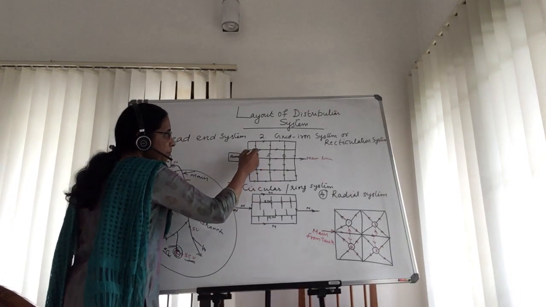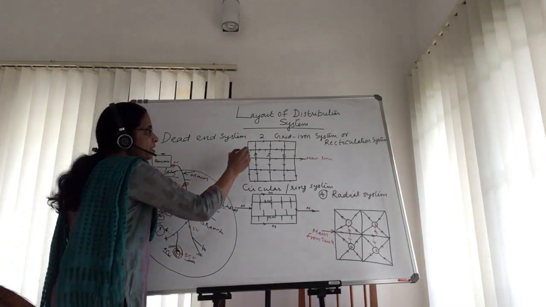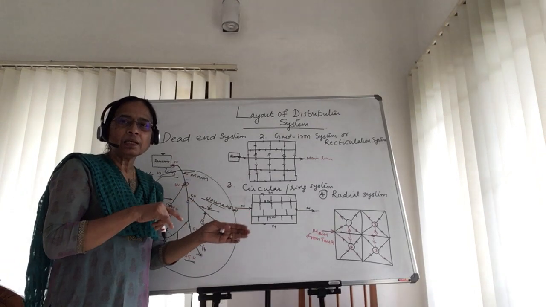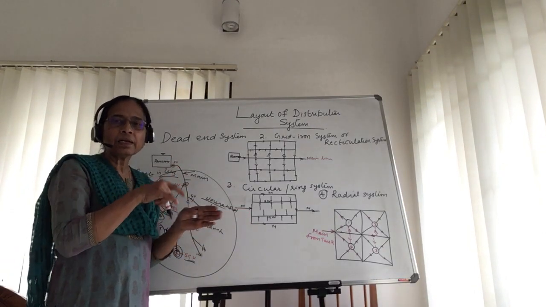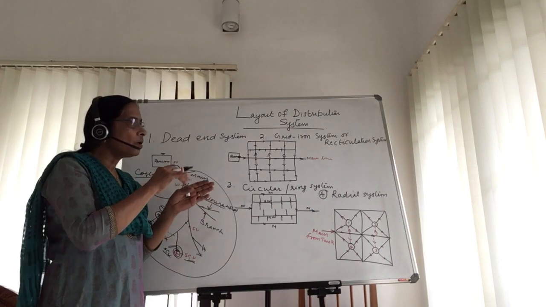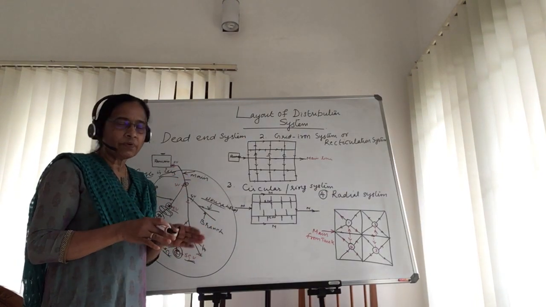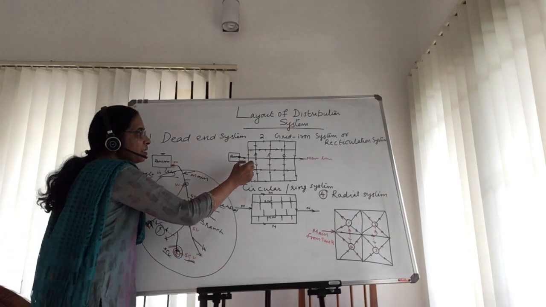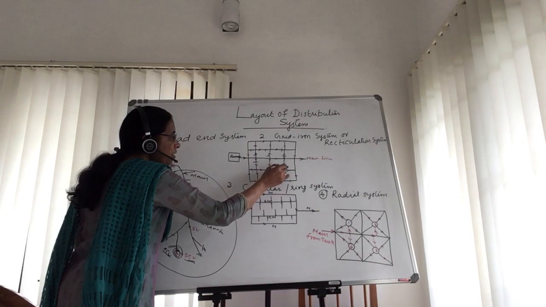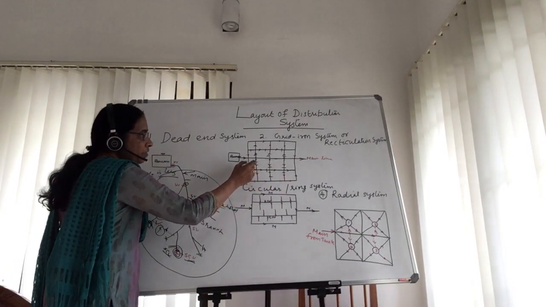and the small branches or the house connections, everything is just like a network, just like a net. That means it is in the pattern of a grid. And here you can see that all the branches are connected from here.